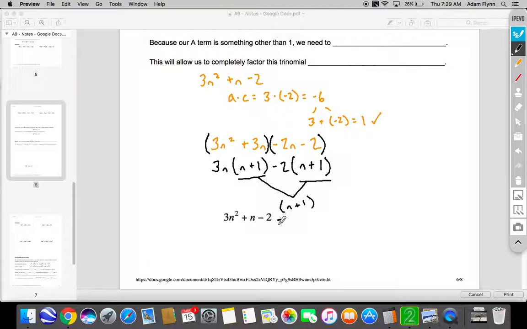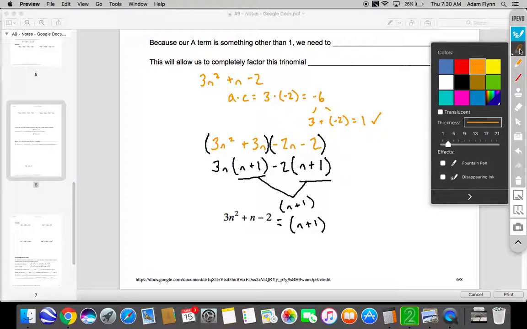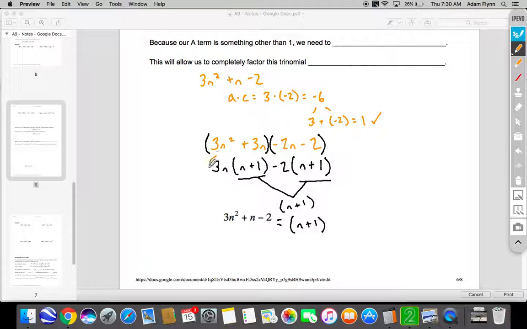So I know my factors of 3n squared plus n minus 2 are going to be n plus 1 and whatever is outside of parentheses, so 3n minus 2.